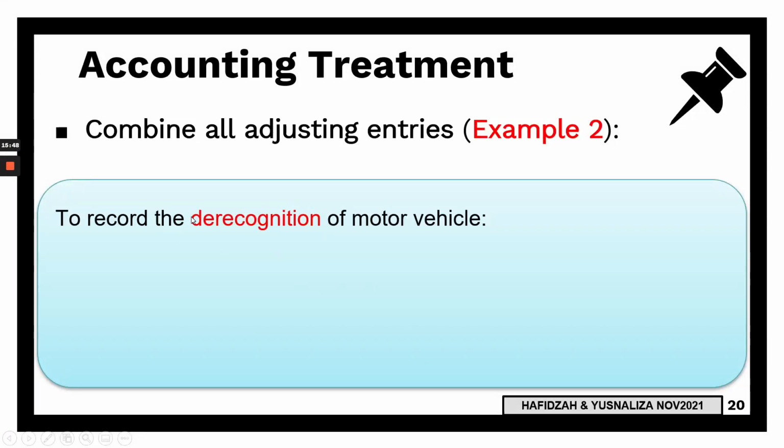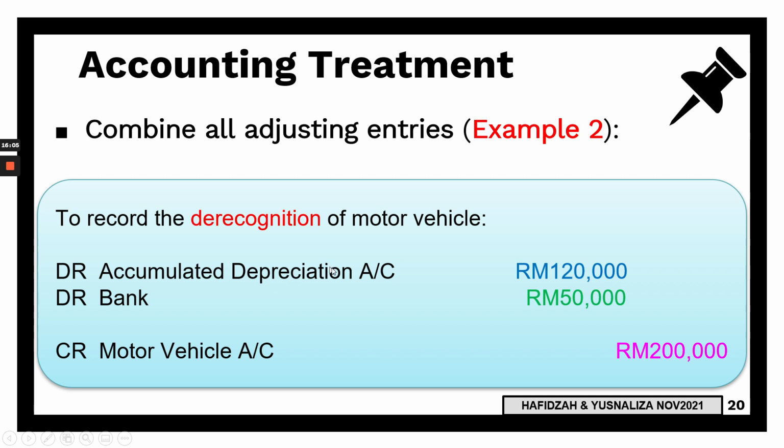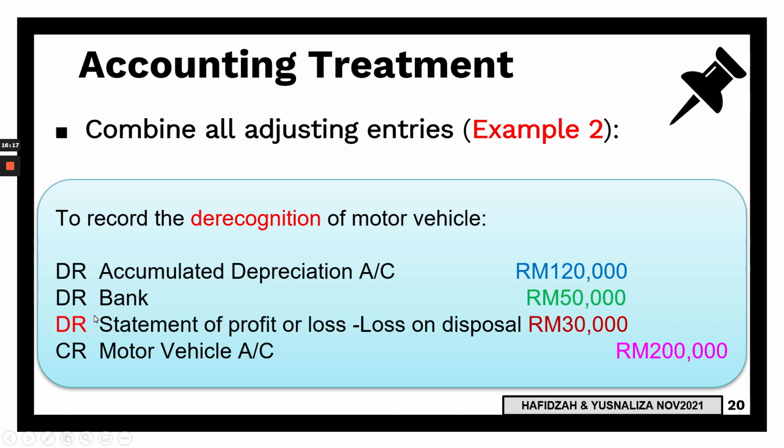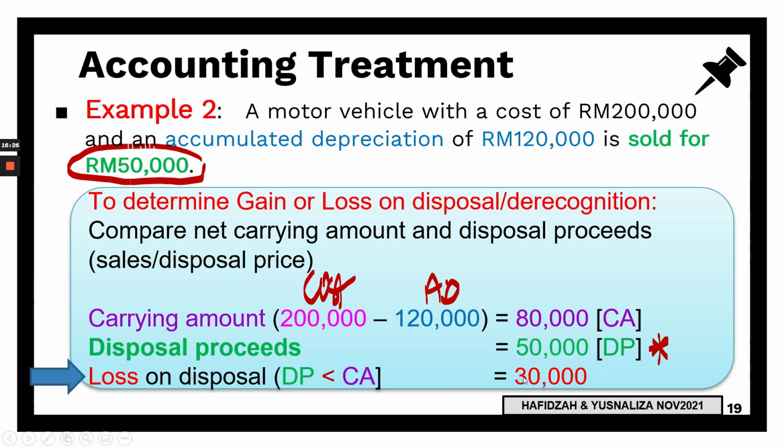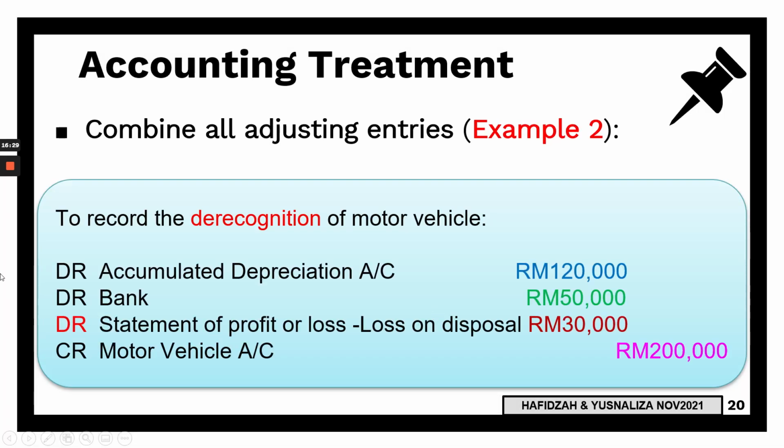So now let us look at the journal entries, which is the adjusting journal entry that combines all the processes that I mentioned earlier. The first one is to remove the cost being disposed, the 200,000 cost of the asset disposed. Second one is to remove the accumulated depreciation and also to record the bank, which is the third step, 50,000. And as we have already done in the workings earlier, the statement of profit or loss needs to be debited with the loss on disposal, the 30,000 that we calculated. Okay, so that was the entry.